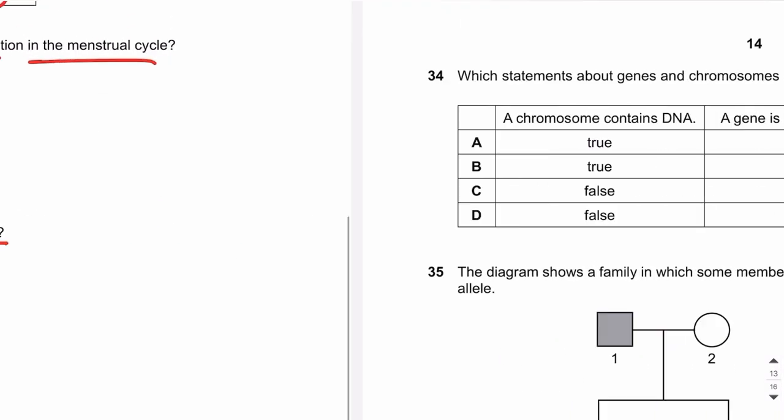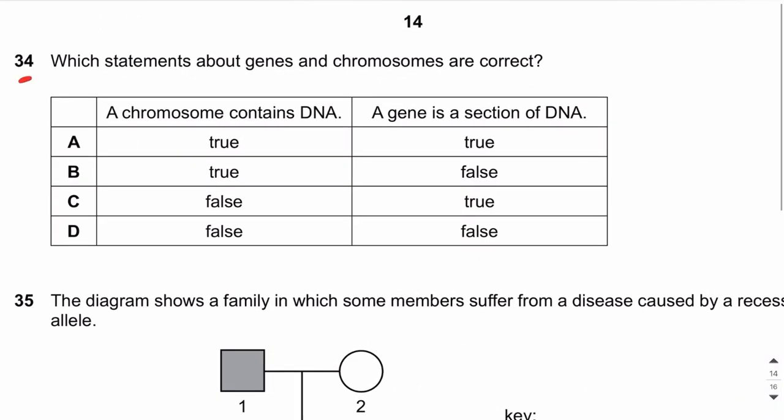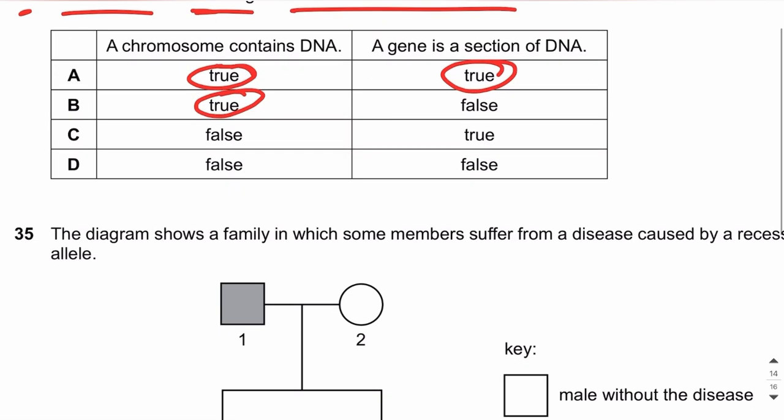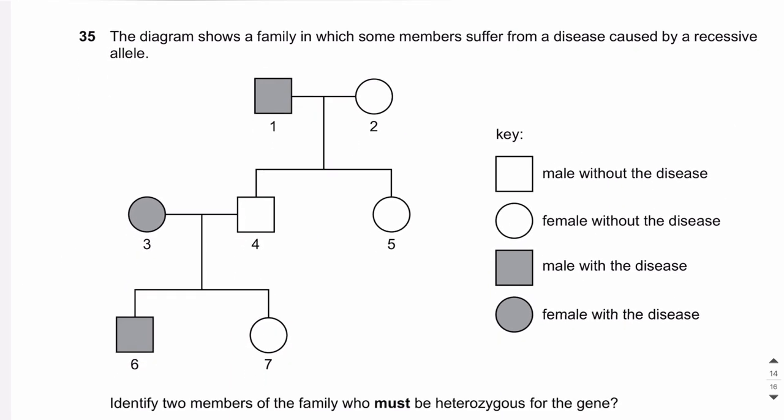Let's move on to the next MCQ, that is MCQ number 34. Which statements about genes and chromosomes are correct? A chromosome contains DNA. Yes, guys, this is true. You all know that a chromosome contains a DNA molecule, and a gene is a section of DNA. Yes, this is true as well. There are many genes on the DNA and a gene is a section of DNA. So the answer is A. Let's move on to MCQ number 35.